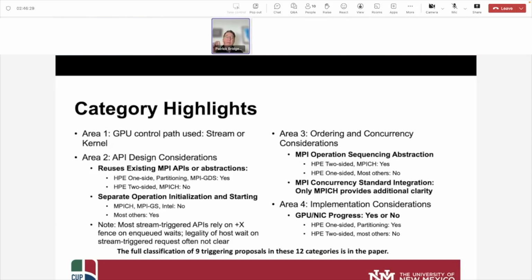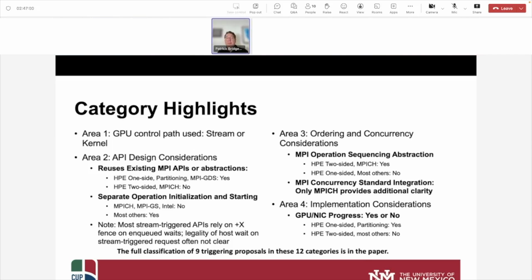So some of these proposals reused existing MPI APIs or abstractions. Right? And that's what we saw in the previous examples I just showed. So HPE one-sided reused at least portions of existing MPI APIs, whereas HPE has a two-sided API, it's in the paper, that is completely new. Right? It doesn't reuse any of the existing MPI abstractions outside the communicator, it just says, have at it.